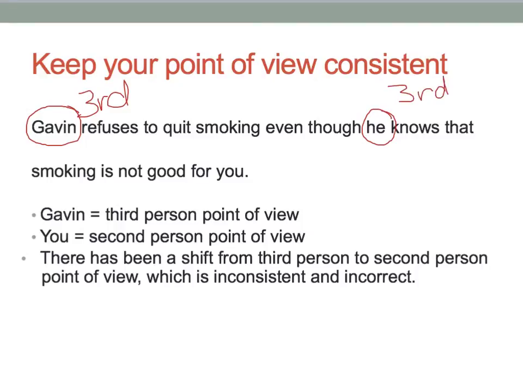So far, so good. But then look at the end of the sentence. We have "you" showing up, and that is a second person pronoun. So we have a shift from third person to second person. So let's fix it by getting rid of the pronoun "you" and saying he knows that smoking is not good for him.